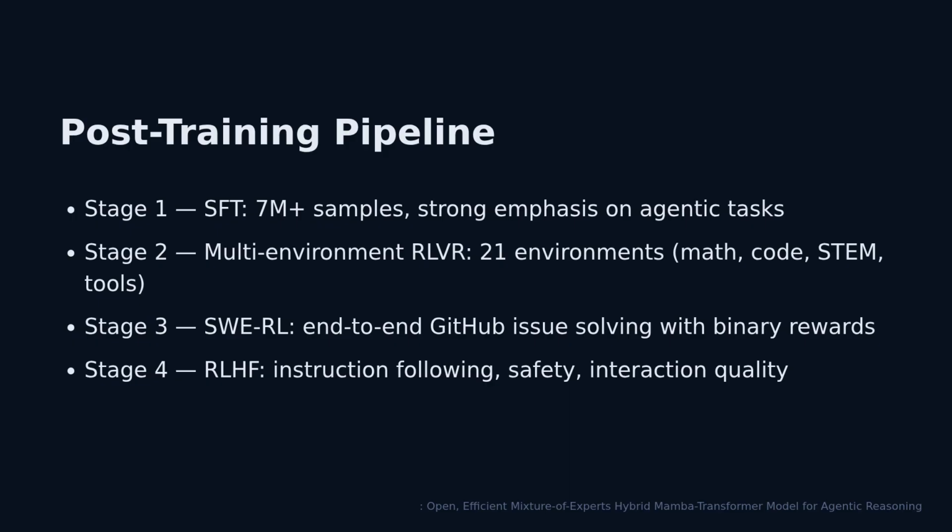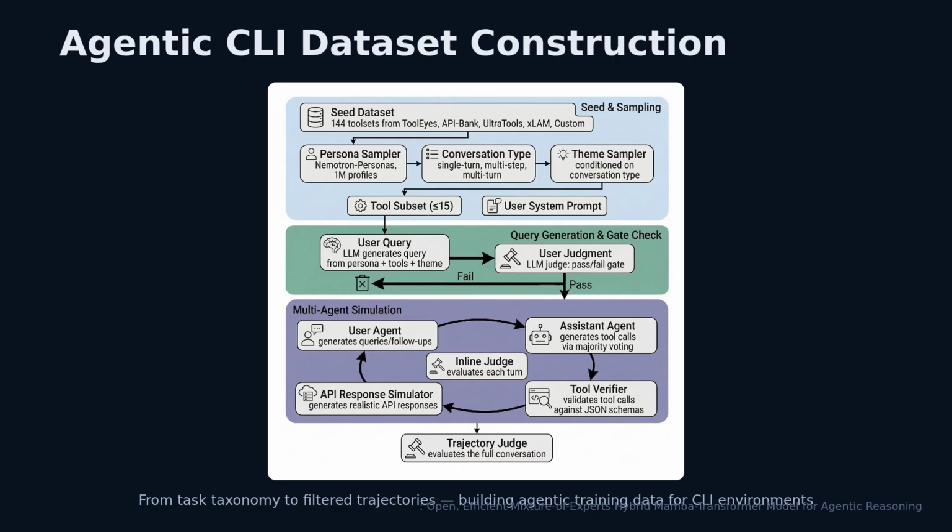First, supervised fine-tuning on over 7 million samples, including a large proportion of agentic tasks. Then 3 reinforcement learning stages. Multi-environment RL from verifiable rewards across 21 diverse environments, including math, code, safety, and tool use. A dedicated software engineering RL stage using real GitHub issues, and finally, reinforcement learning from human feedback to polish instruction following and safety. The SFT data pipeline puts special emphasis on agentic scenarios.